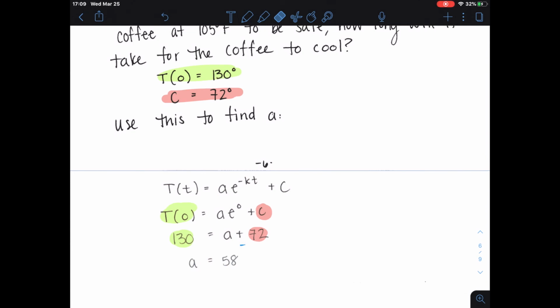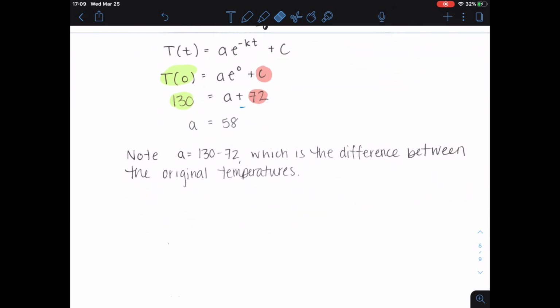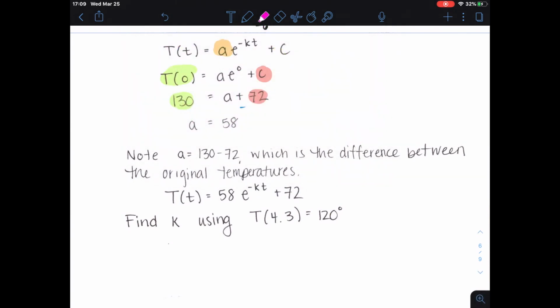So really, all that A is going to be, regardless of your problem, is the difference in the original temperatures. So what's the starting temperature of the object, and what is the temperature of its surrounding medium. This helps us fill in our formula a little bit. I now know this value of A here. So T of t is equal to 58 e to the negative kt plus 72. The problem is I don't know this value of k yet.